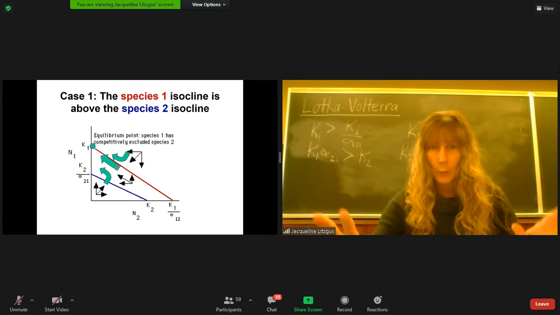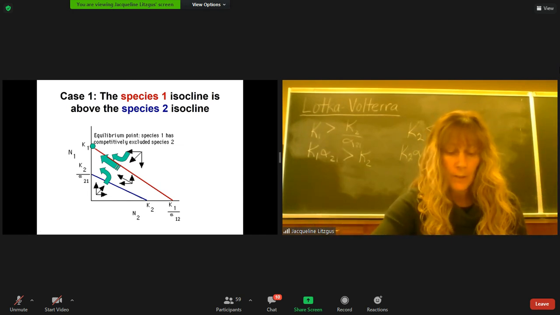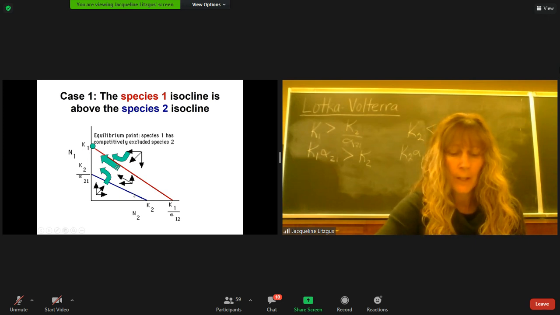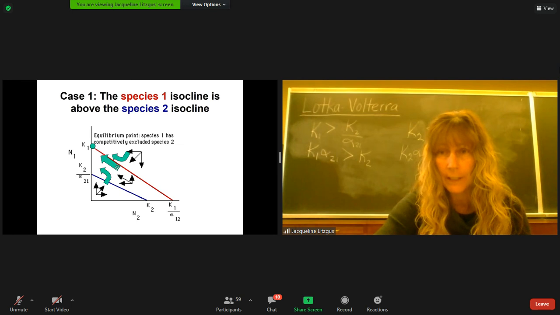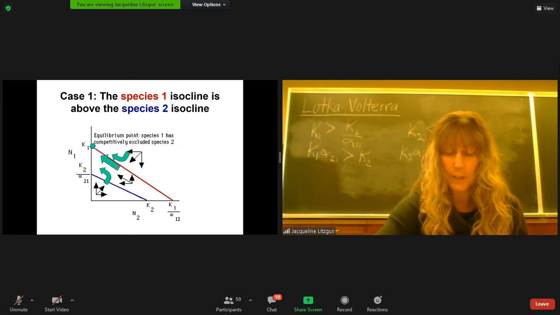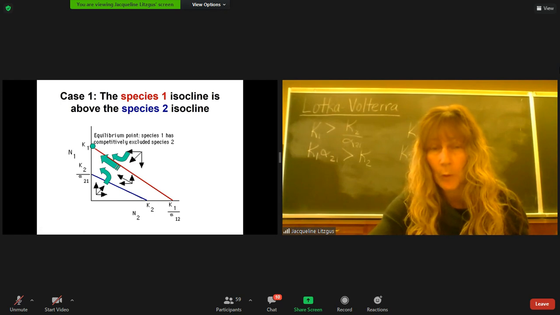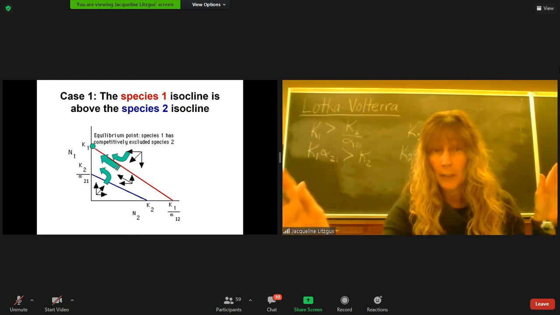So here's a recap of that again, and I've added some more arrows to try and show you the trajectory of those vectors, right? So when the species 1 isocline, the red one, is above the species 2 isocline, species 1 is more regulated by intraspecific competition than inter, right? It doesn't really care about species 2. But species 2 is more regulated by inter. It's getting its butt kicked by species 1, right? So species 2 is more regulated by interspecific competition, and this results in competitive exclusion. Species 2 gets its butt whipped and it's not even there anymore. Species 1 wins competitive exclusion. So the trajectory of these vectors heads towards the carrying capacity of species 1. Okay, there are no individuals of species 2 left.